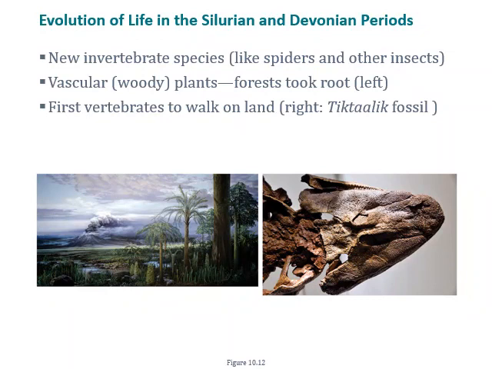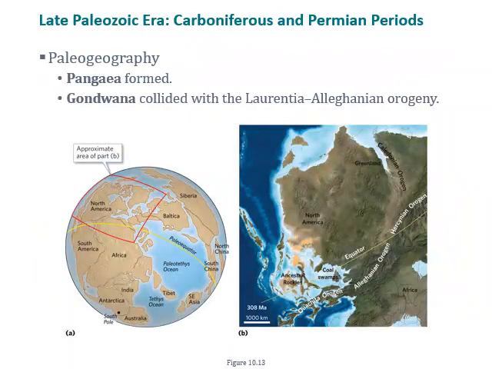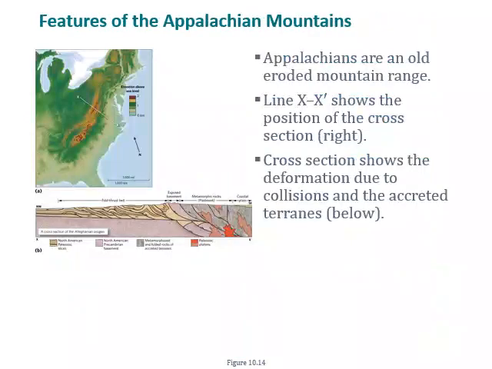The late Paleozoic era consists of the Carboniferous and Permian periods. In terms of paleogeography, this is when the Pangaea supercontinent formed. In particular, Gondwana collided with Laurentia in the Alleghanian orogeny. The Alleghanian orogeny was one mountain building event that led to the formation of the Appalachian Mountains. And the cross-section in the figure shows some deformation due to collisions and also shows some of the accreted terranes to North America during this period.